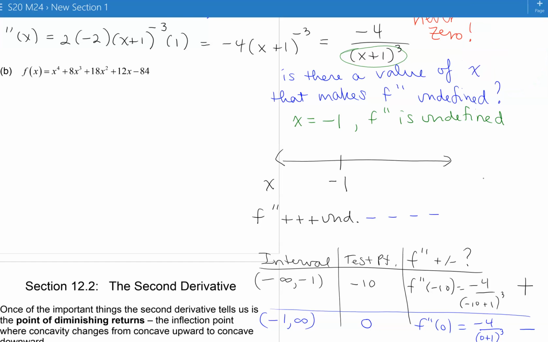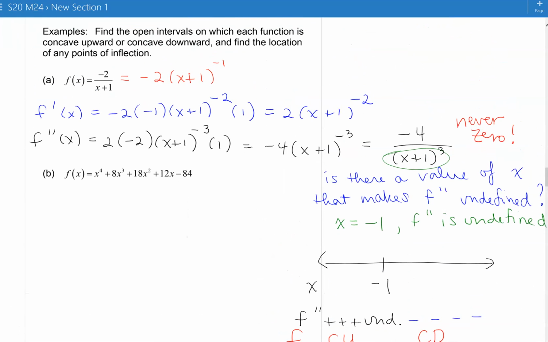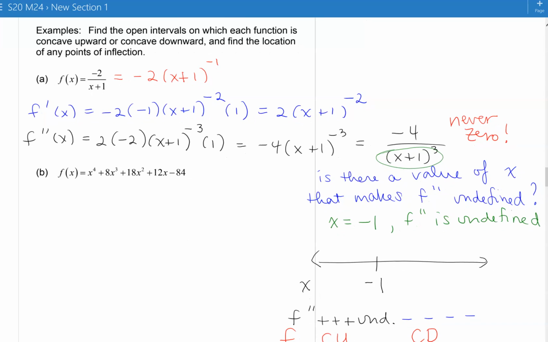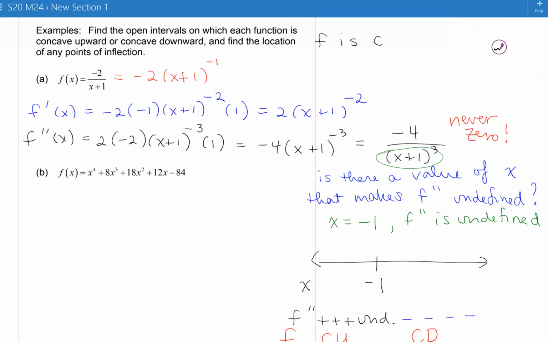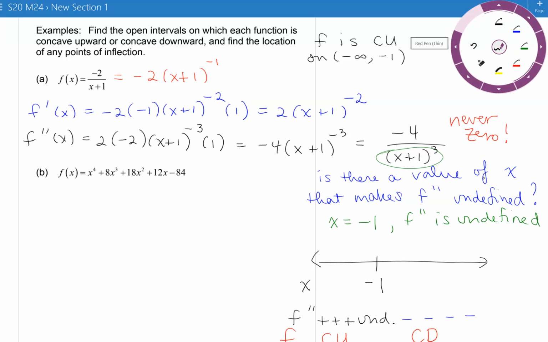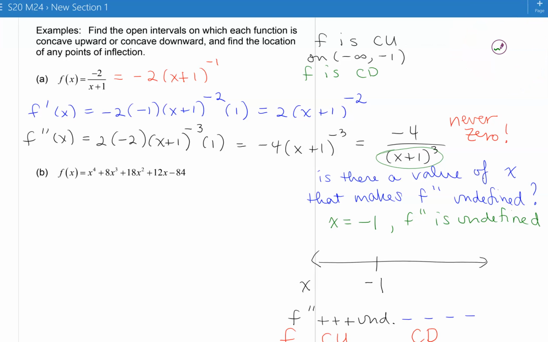So let's see what that tells us about f. Concavity positive means f is concave up. Concavity negative means f is concave down. So it's not that the second derivative is concave up, the function is concave up. So let's go look at the instructions. Find the open intervals on which each function is concave upward or concave downward. So we're going to say f is concave upward on the interval from -infinity to -1. And then f is concave downward on the interval from -1 to infinity.